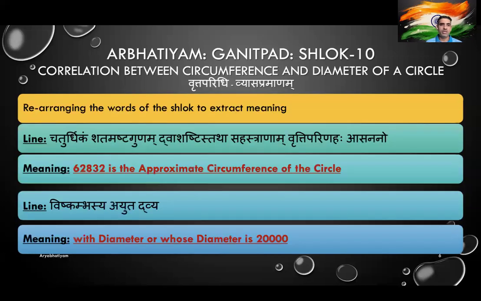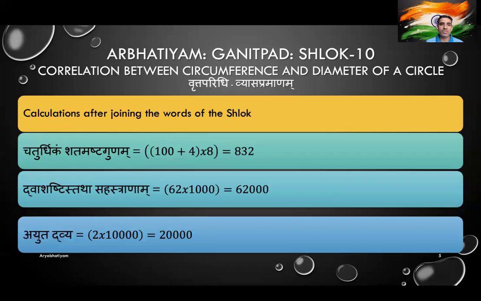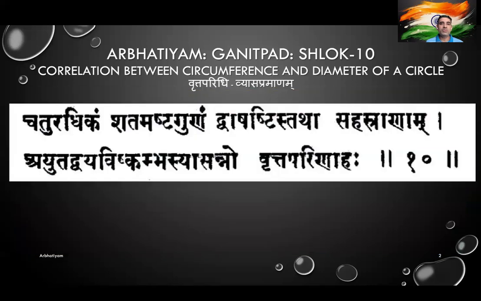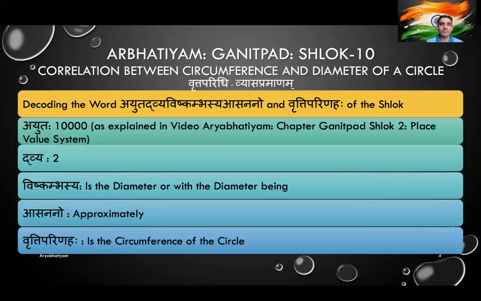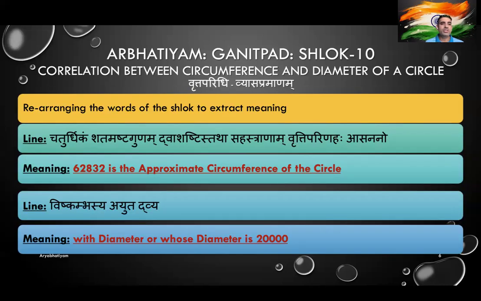You get 20,000. Now, after calculating the numbers, if we realign the words of the shlok to extract the exact meaning, it looks like this. Let me first show you the slide which we saw earlier. Chaturdhikam shatamashtagunam dvashashtis tata sahasranam ayuta dvaya vishakambasyasanno vritta parinaha. So here we take the words Chaturdhikam Shatamashtagunam Dvashashtis Tata Sahasranam, the first line, as is, but we take Vritta Parinaha Asanno.